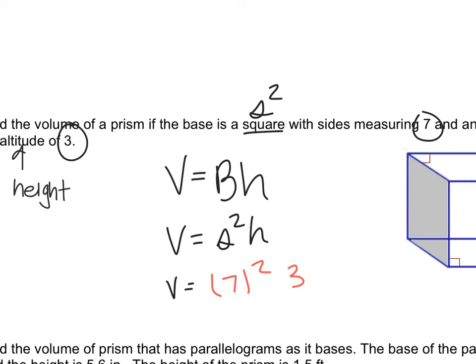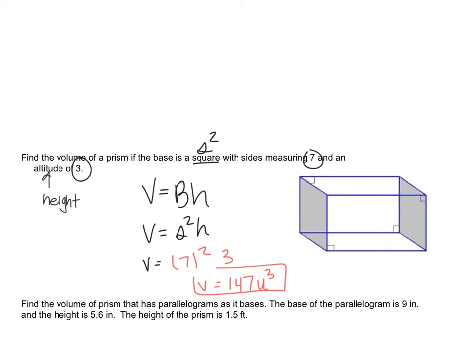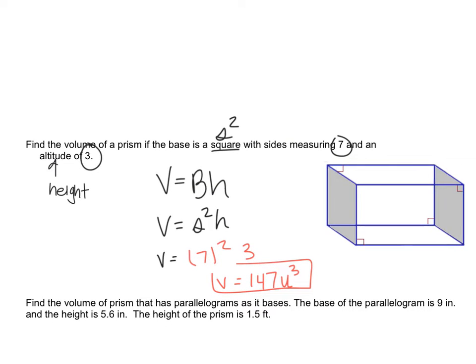Type that into your calculator and we get 147. So 147 units cubed. And that's it. So that's how you'd find the volume of a prism that has a square as a base. That's like a level 1 question, okay?